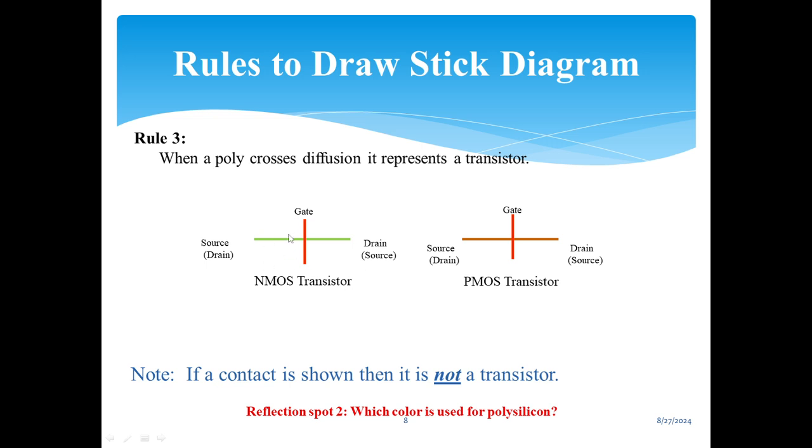Here is an NMOS transistor. This is source, gate and drain. And here is a PMOS transistor, which is again source, gate and drain. If a contact is shown, then it is not a transistor. Now reflection spot 2. Which color is used for polysilicon?